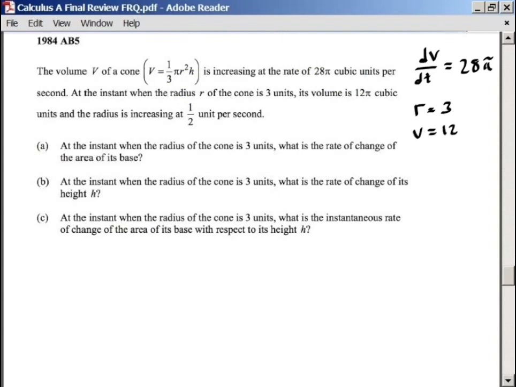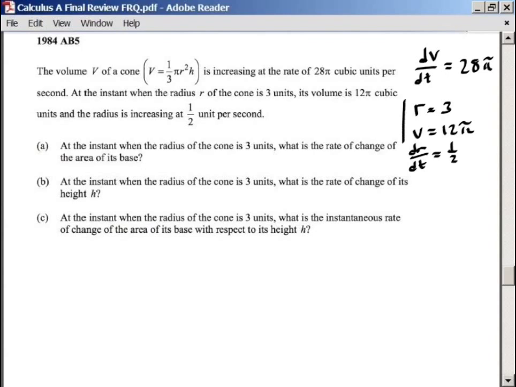Volume equals 12 pi cubic units, and the radius is increasing. Look, the radius is increasing. That's another rate at 1/2 unit per second. So how do I write radius is increasing? How do I write that rate? For volume, it was dV over dt, so how do you think radius would be written? Yeah, dr over dt. So that equals 1/2.